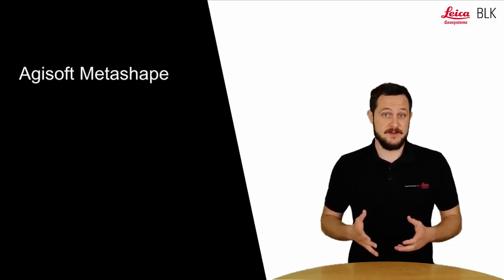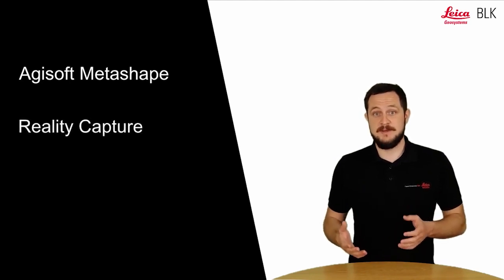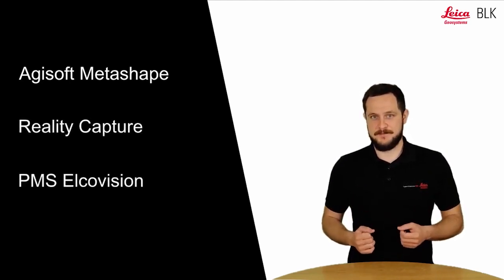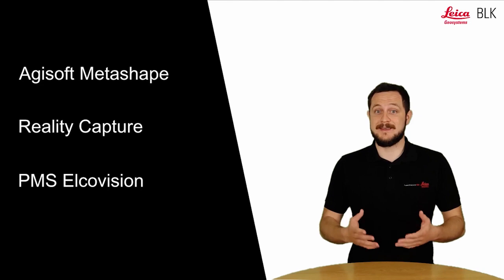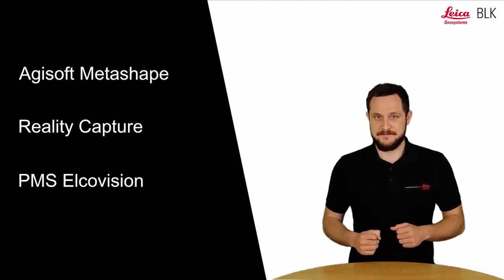Once the images have been captured, all you need to do is process them in one of the third-party software packages. These are Agisoft Metashape, RealityCapture, and PMS Elcovision. The first two we will also check in detail in this video. But before that, all you need to do is connect your BLK3D to your PC via the USB cable and transfer the image group files directly to your computer. Now let's see how you can process them in Agisoft Metashape.